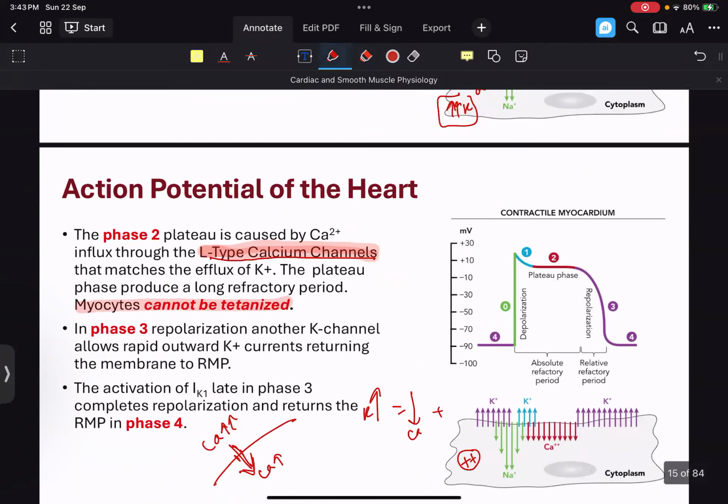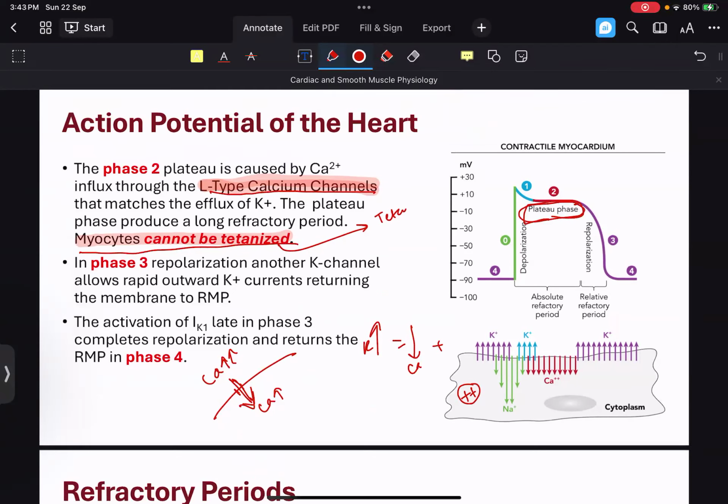So I stopped at this part. Myocytes cannot be tetanized. I don't know if you guys are familiar with the term tetany or tetanus, but basically tetanus just means tiny contractions that occur back to back that can't be stopped. So they're kind of like spasms, and they can happen because of a bacterial infection or some form of disease. The point is, because this plateau phase exists, myocytes can never undergo tetany because you have this plateau phase that prevents you from having another contraction, and it prevents the contractions from happening very quickly. Okay, that's all there is to it.